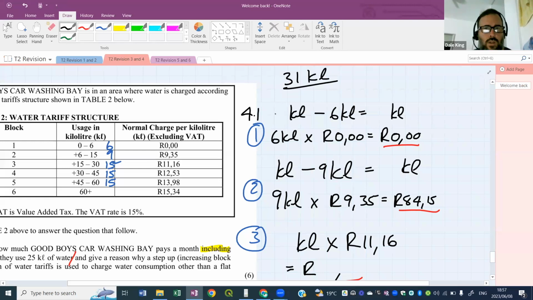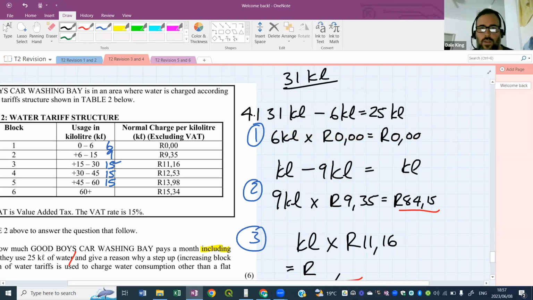All right, so watch what I do. 31 kiloliters. We're always taking off 6 kiloliters in the first line here, which means we have 25 kiloliters left. That 6 kiloliters gets charged at 0 Rand per kiloliter, so we have 0 rands for that first block. All right, makes sense.